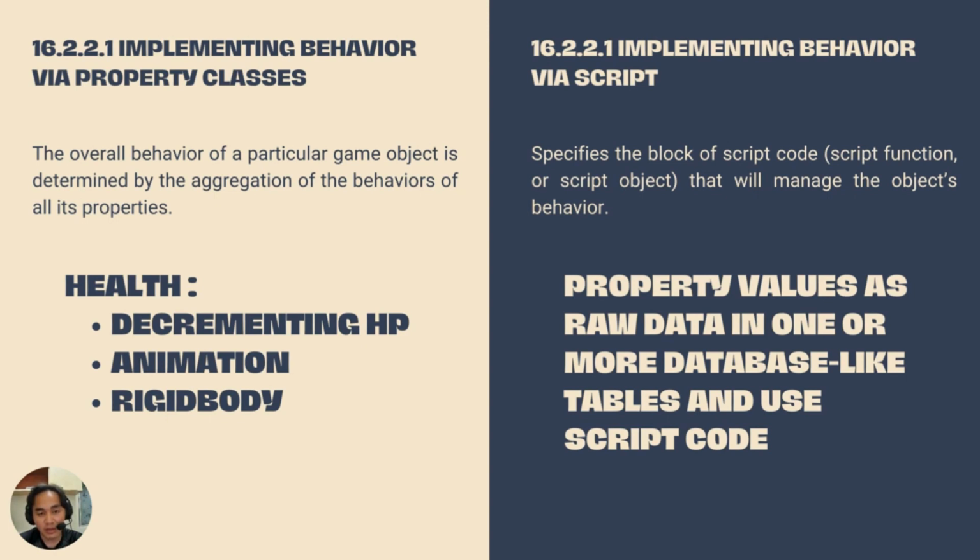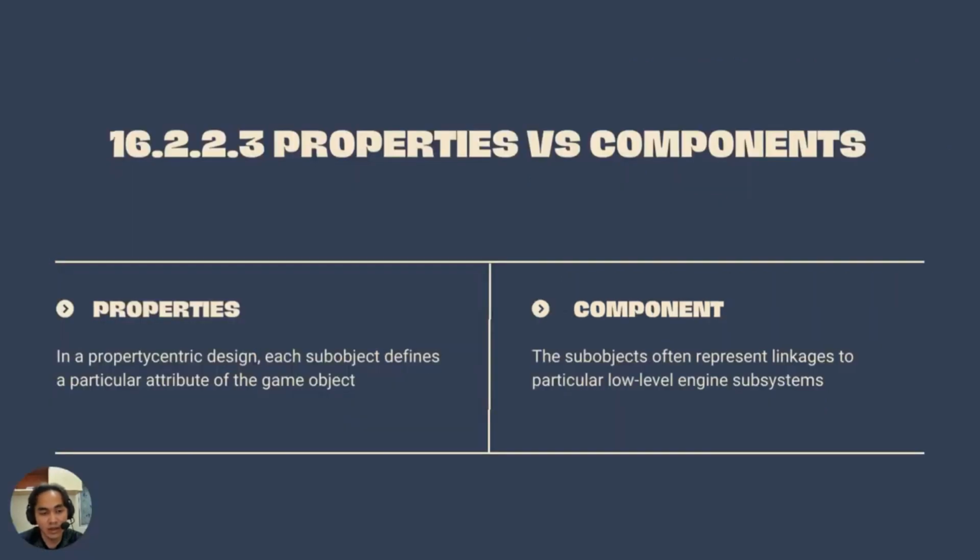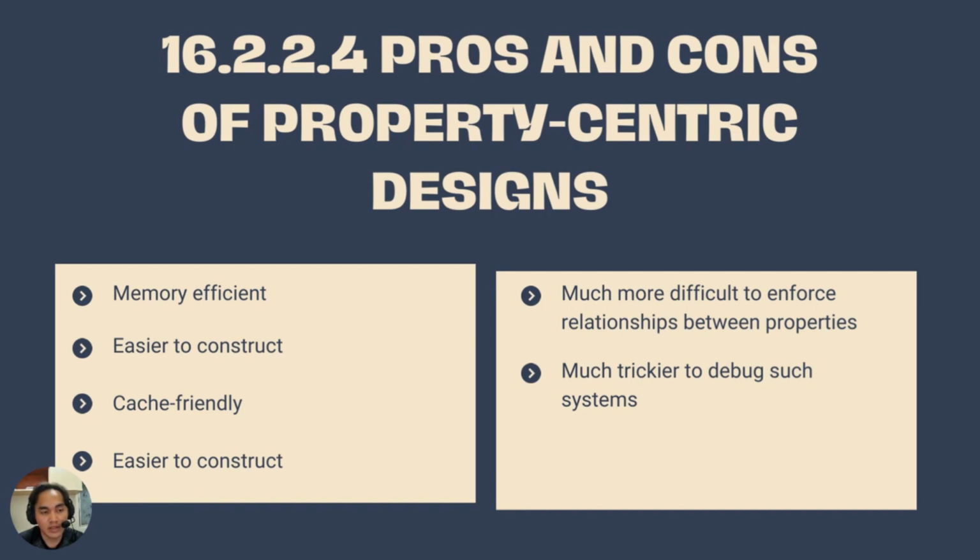Other than that, we can implement it via script, which is like a block of script code, and the property values are in raw data or a more database-like table. Comparing properties and components, property objects are very closely related to components in many ways. Property-centric design is more centric, and each object defines a particular attribute of the game object. For the component, the object often represents linkage to a particular low-level engine subsystem. So the main distinction is these 2 points, but this is kind of irrelevant in most cases for me.